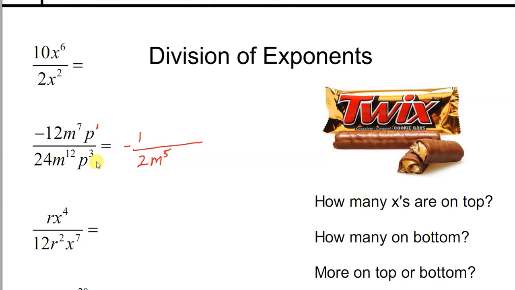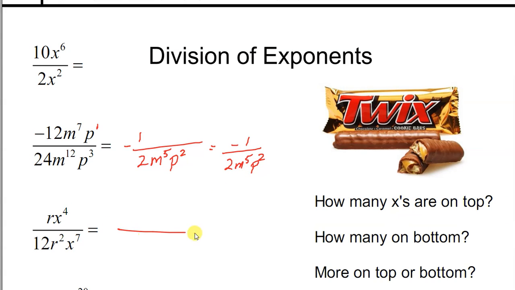P to the 1st over p to the 2nd. There are more on the bottom. How many more? 2. And I'd probably clean this up and write it as negative 1 over 2m to the 5th, p to the 2nd.